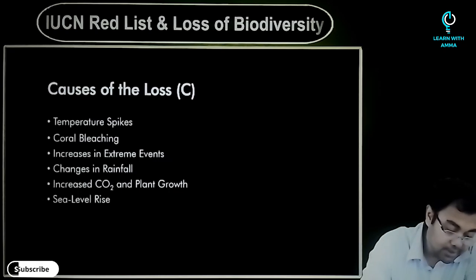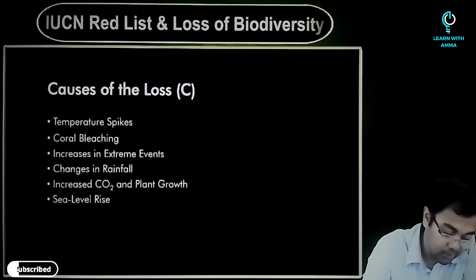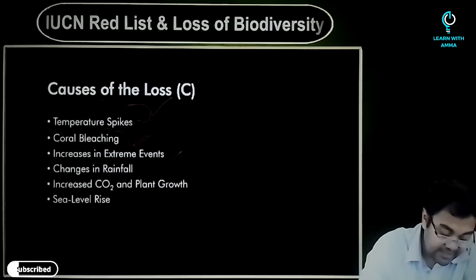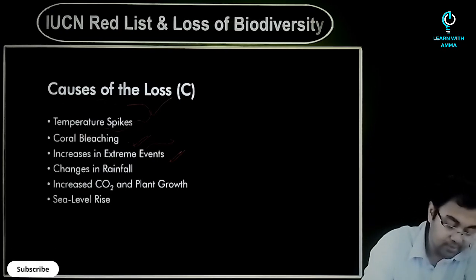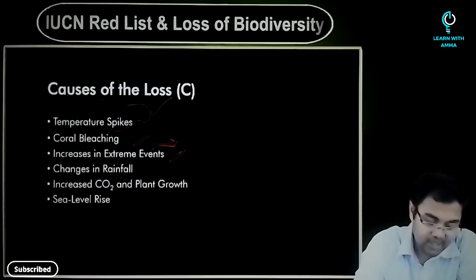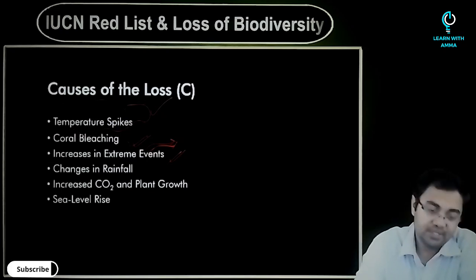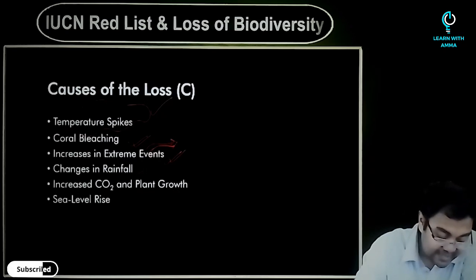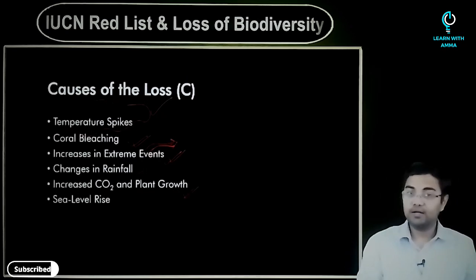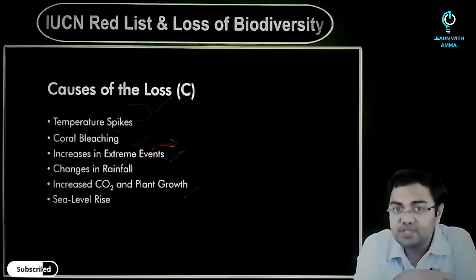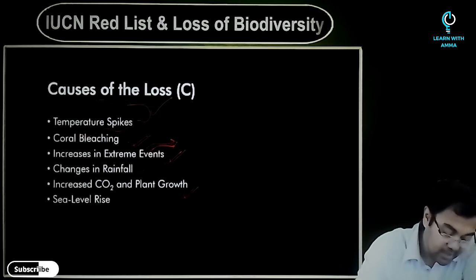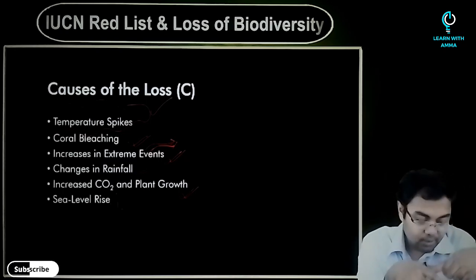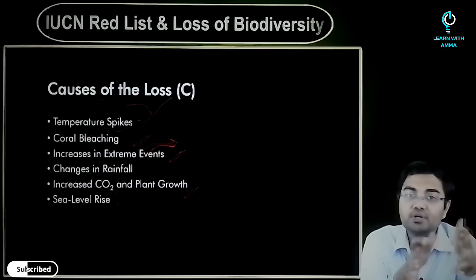So when you look at the causes of the loss with respect to climate change, we know that there will be temperature spikes, coral bleaching has been happening, there has been increase in extreme events. These extreme natural events also cause a lot of destruction to the habitat, and because of that some of the species might lose their populations. Then changes in the rainfall pattern has been observed, increased level of carbon dioxide and plant growth has been observed, and because of that we have seen some changes happening in the ecosystem and rise in sea level. This is also leading to the destruction of habitat. So all these will also lead to the loss of biodiversity.